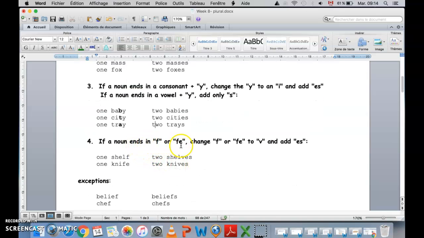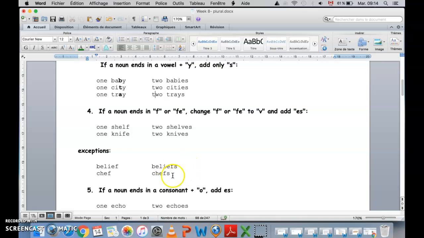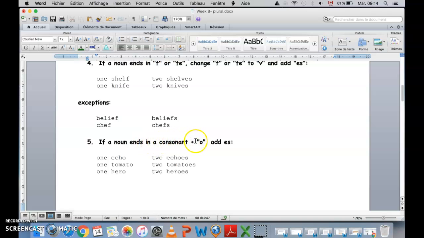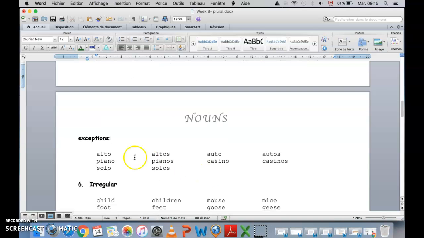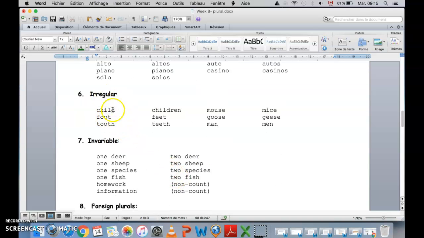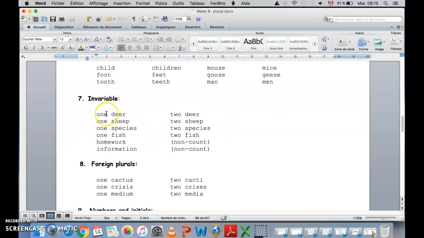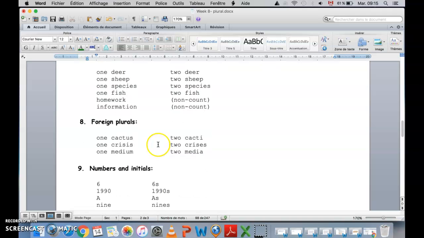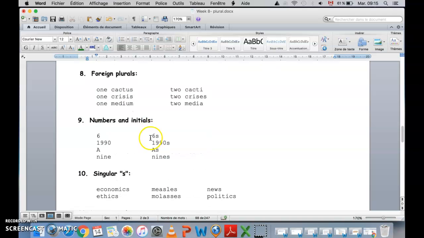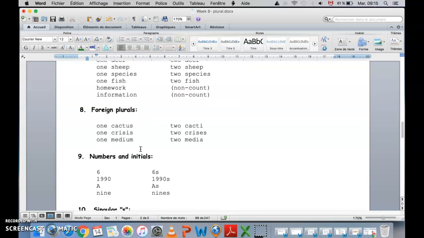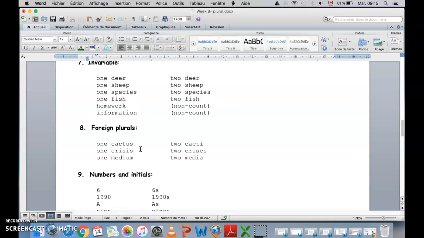If a noun ends in the sound f, change F for VES. Shelf, shelves. Knife, knives. There are some exceptions here. If a noun ends in a consonant plus the letter O, echo, echoes, tomato, tomatoes, hero, heroes. Some exceptions also. There are some irregular ones, some that don't change. One deer, two deer, etc. Foreign plurals, well, I'll explain. I'll show you what to do.